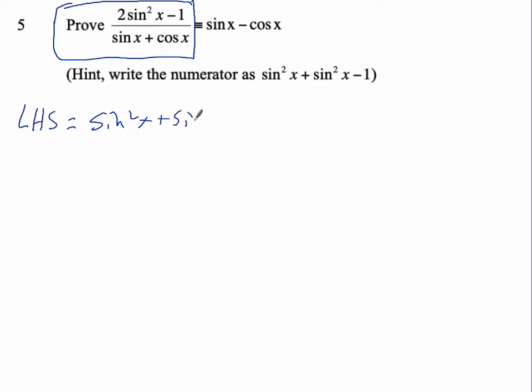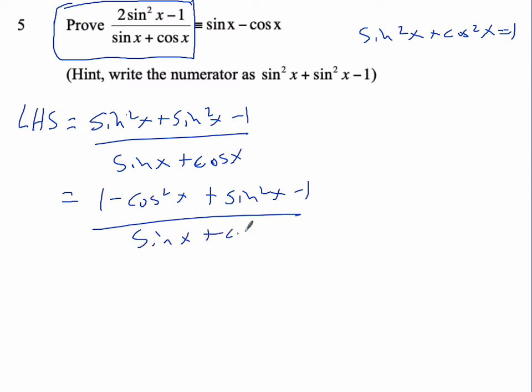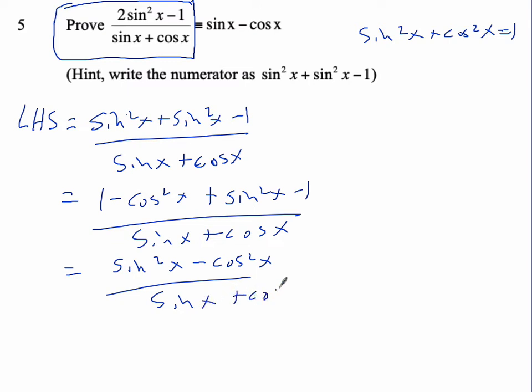Sine squared x plus sine squared x minus 1 over sine x plus cosine x. Okay, so that helps because, you know, the Pythagorean identity is sine squared x plus cosine squared x equals 1. So sine squared x equals 1 minus cosine squared x. So you can write it like that. Okay, and the 1's cancel. So basically on the numerator you got sine squared x minus cosine squared x. In the denominator you got this.